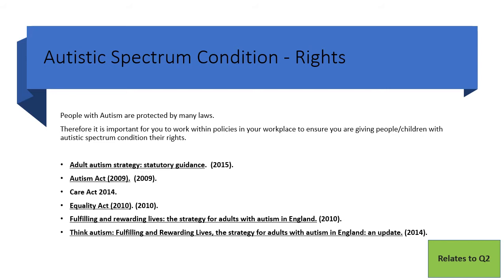So there's the Adult Autism Strategy, the Statutory Guidance 2015, the Autism Act 2009, the Care Act 2014, the Equality Act 2010, Fulfilling and Rewarding Lives, the Strategy for Adults with Autism in England 2010, and Think Autism, which is an update in 2014.